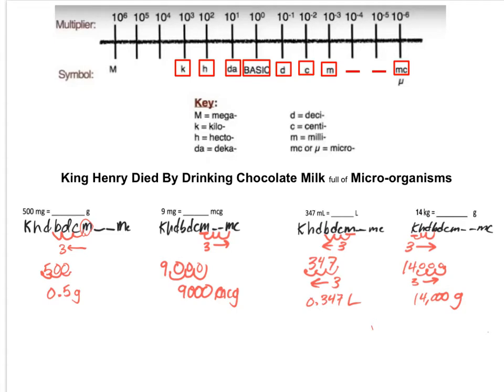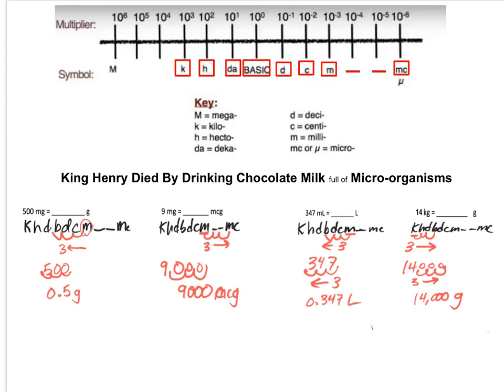So I went ahead and used my phrase, the King Henry phrase. I'm converting milliliters to liters in this first example. So M is where the milli is, and I'm going from the milli to the base, or the basic unit, because I just want the basic liter. So my decimal is moving 3 spaces to the left. I move that and get 0.347 liters.